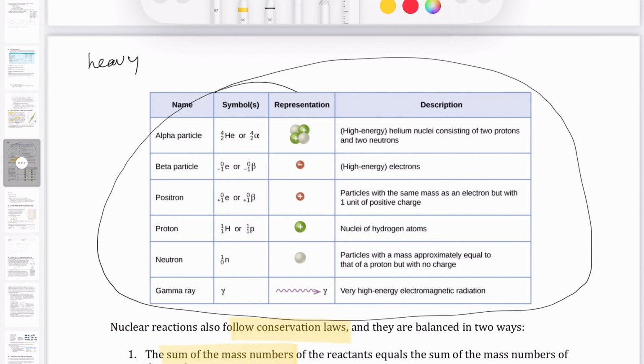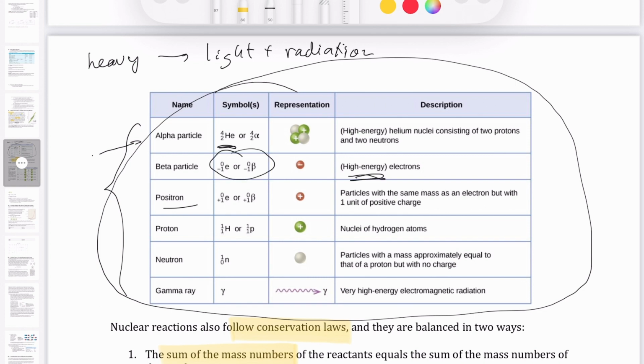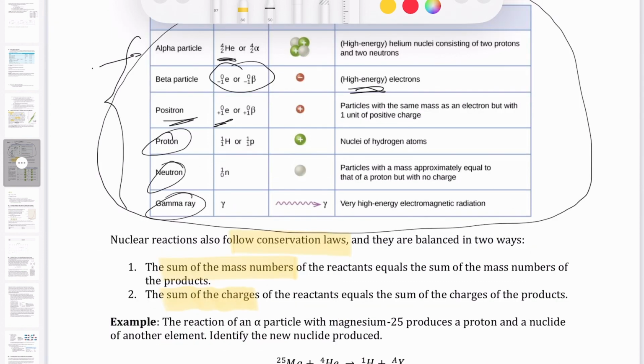So let me just show something like this. Heavy goes to light, which is the more stable one, but then you also release some kind of radiation as a result of it. And the radiation is one of these forms right here. It could be others, but these are the most common ones. So sometimes you'll get something called an alpha particle, which is basically just a helium nucleus. You can have a beta particle, which is really just a high energy electron. You can have a positron. This particle has the same mass as the electron, but has a positive one charge. You can have the proton, neutron, and then you can have gamma ray, which is very high energy radiation in the form of electromagnetic waves.